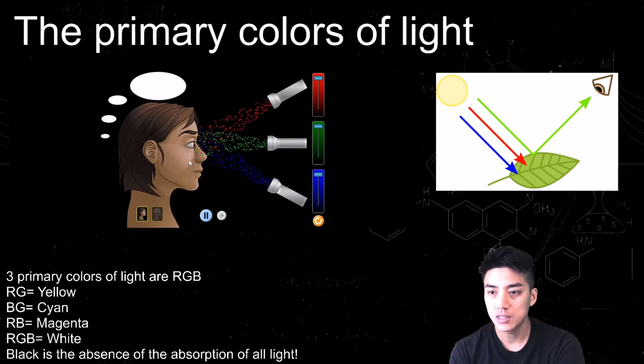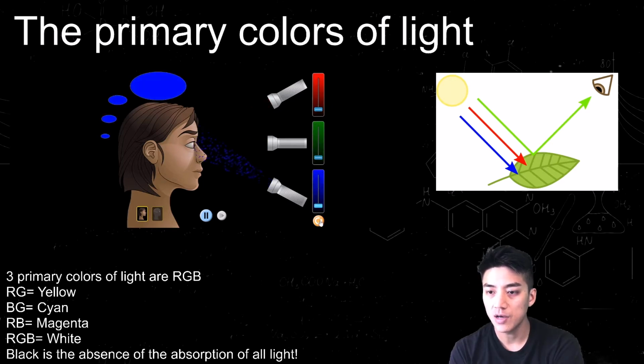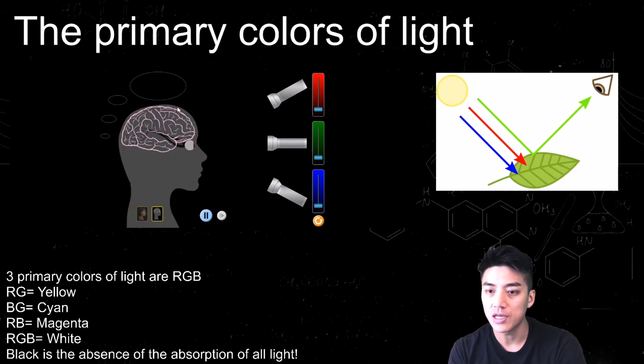If you mix the three primary colors, red, green, and blue, you will get white. And if you tone down all the colors, you get black. So black is the absence of light, or the absorbance of all light. That's why your brain perceives it as black.